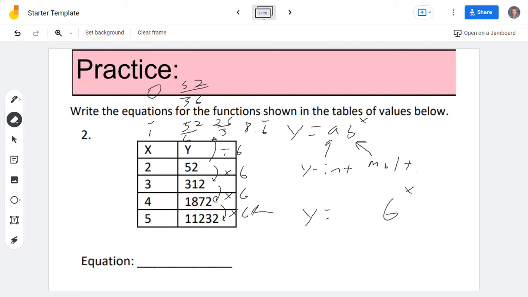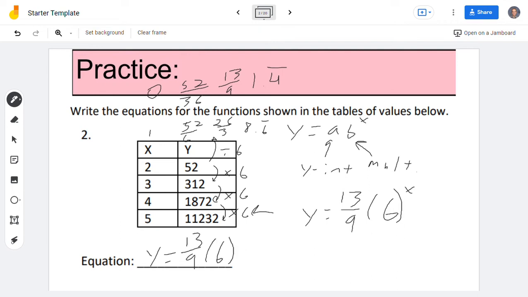Let me just move that up there. Now that simplifies to 13/9, or 1.4 repeated if you wish to have it in decimal form. So I'm going to keep that in fraction form. We're going to use 13/9 as our y-intercept, and that finishes out our equation. So we have y equals 13/9 times 6 to the power of x.